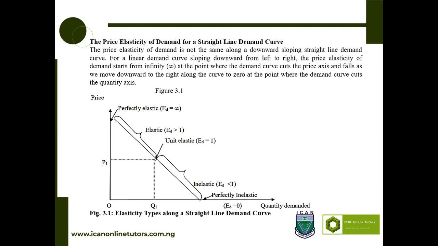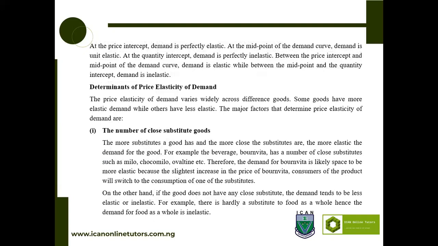And we have inelastic demand. That is a situation whereby elasticity of demand will be less than 1. Then lastly, we have perfectly inelastic demand, where the consumer will determine not to buy, whether the price is increasing or reducing. So the elasticity types along a straight line demand curve are indicated using the five types of elasticity of demand. Now let's take a look at the determinants of price elasticity of demand.